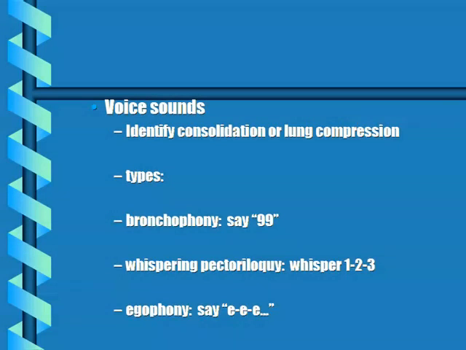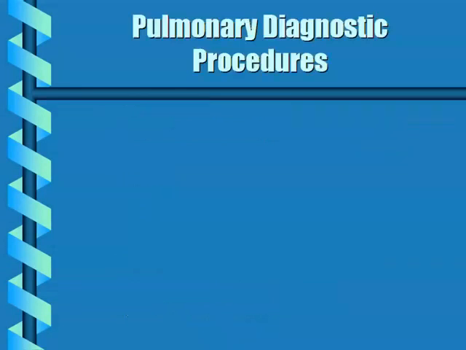Whispering pectoriloquy is when you have them whisper 1, 2, 3, which normally you would not understand when you listen with a stethoscope. But if they have whispering pectoriloquy and you listen, you will hear them say 1, 2, 3 when they whisper. Egophony is when you have them say E, E, E, and it sounds like A. And this is where we're going to finish part 1, and we'll start part 2 with your pulmonary diagnostic procedures.